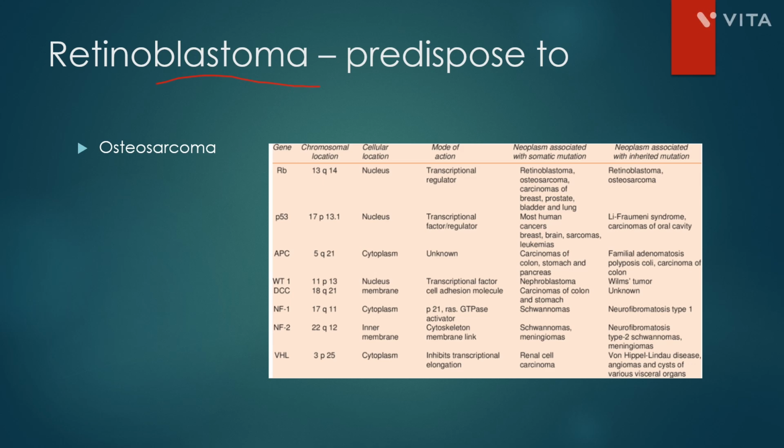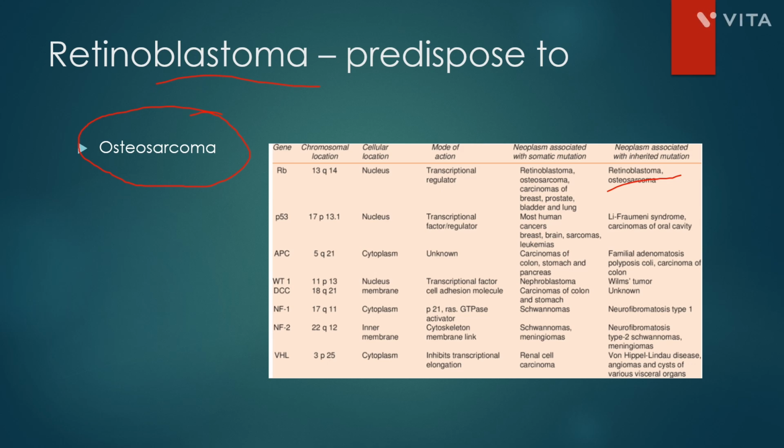Now, another child who is brought with absence of red reflex in one eye. Her sibling also had removal of eyeball due to the same problem. So it is retinoblastoma. What does it predispose to? So other than retinoblastoma, it predisposed to osteosarcoma. So you have to know the cancer syndromes and the associated cancers. So in retinoblastoma, the option didn't include retinoblastoma, which becomes then too obvious.